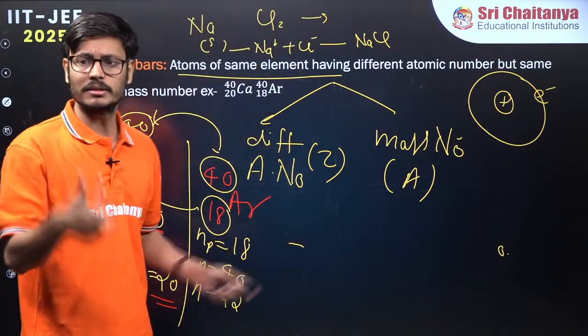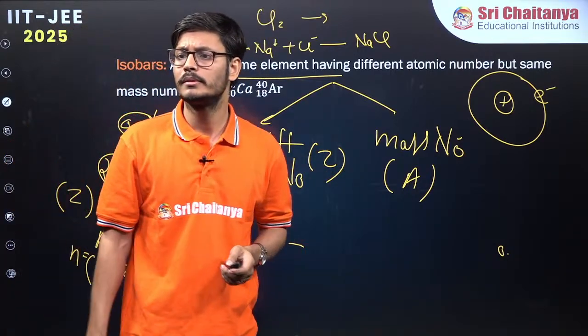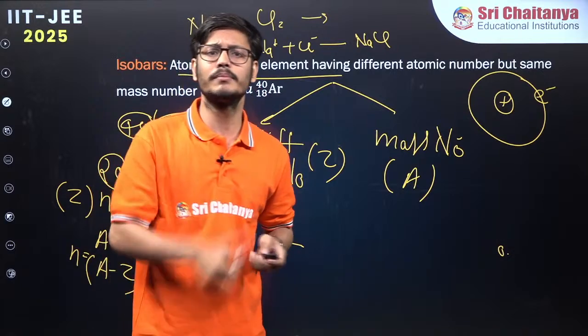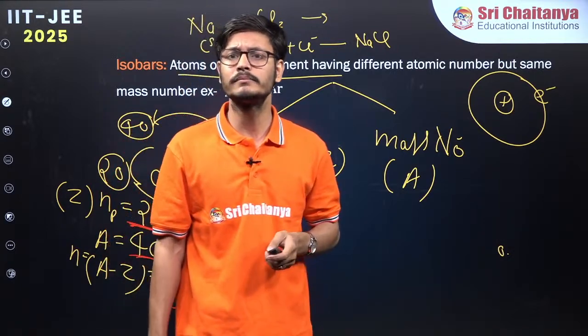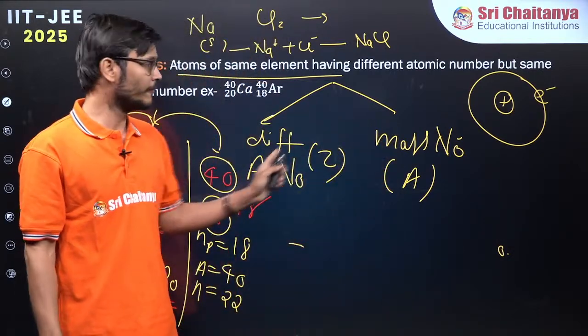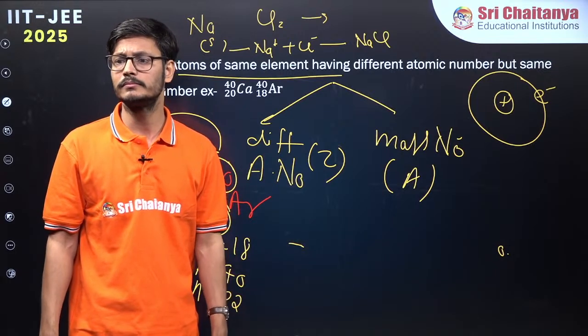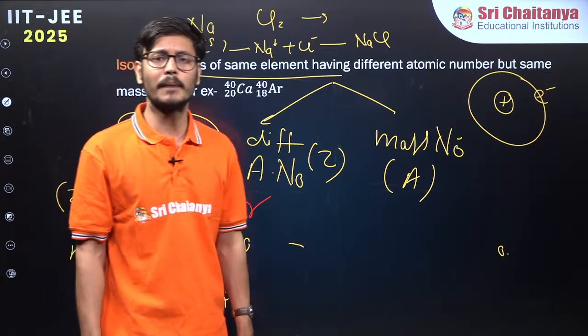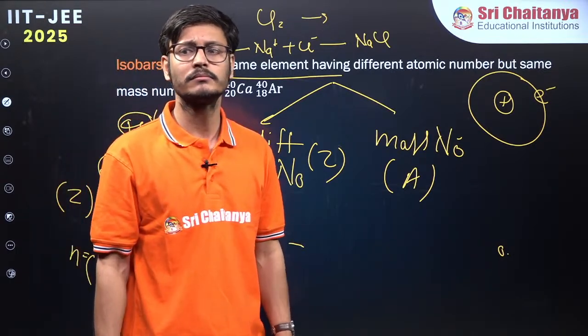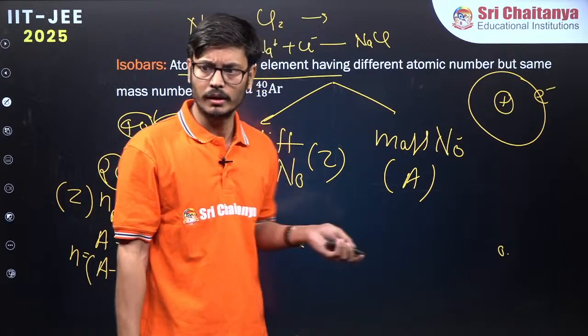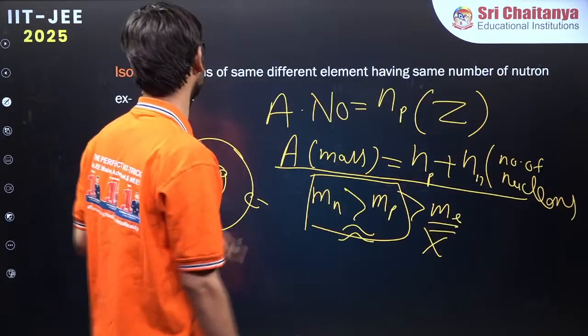So isobars clear to everyone? Just give me a thumbs up. Isobars: different atomic number, same mass number. Is it clear to everyone? Okay. So let me come to the next topic then.